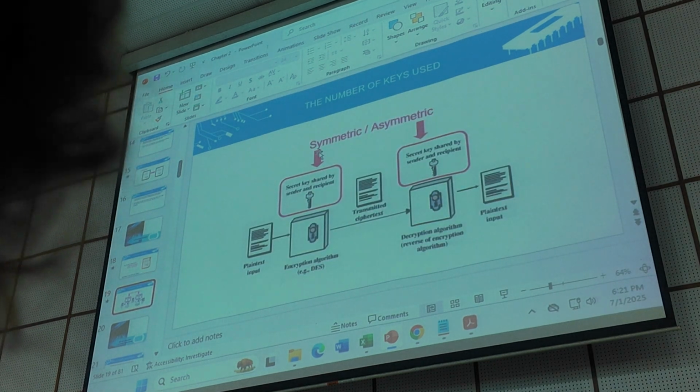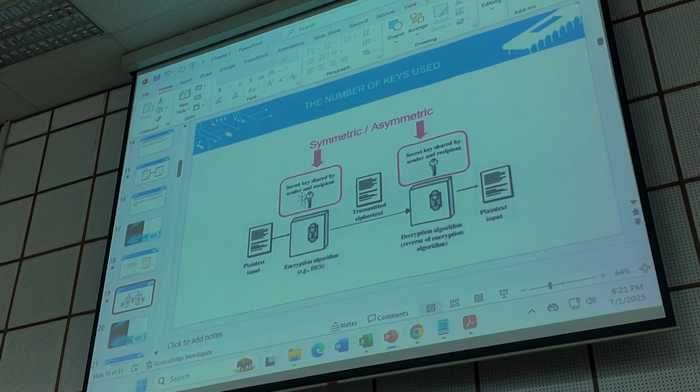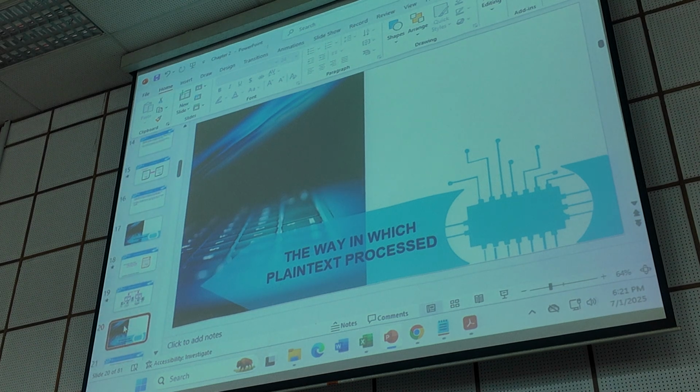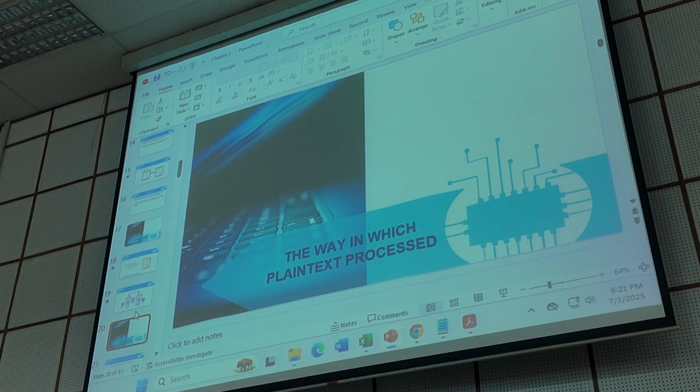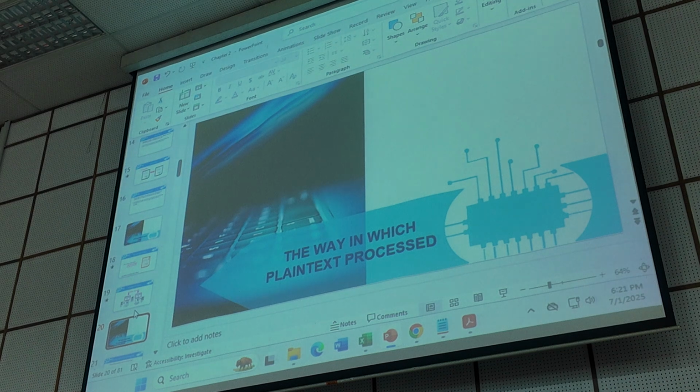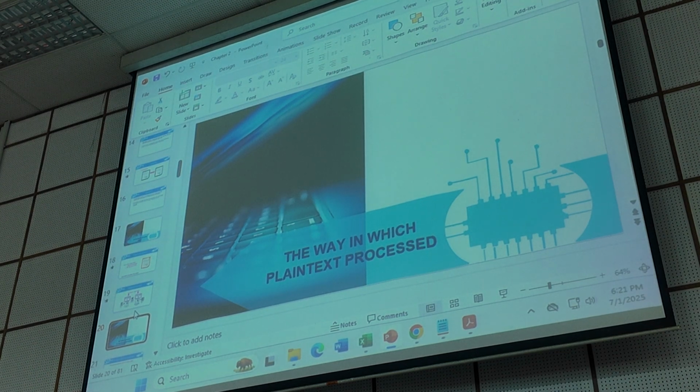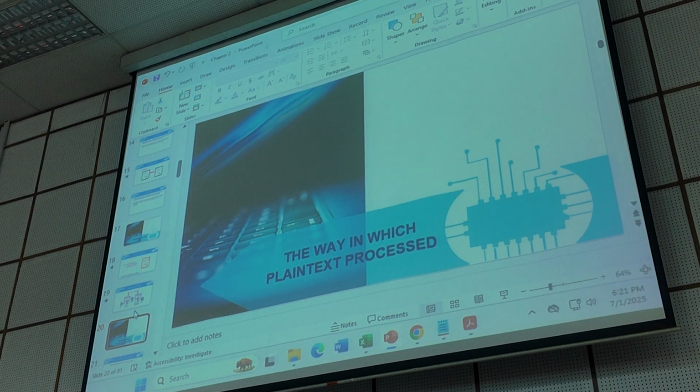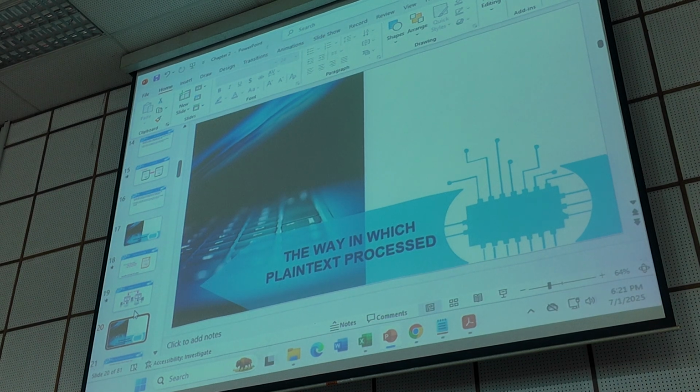So from here you can see symmetric means that the key for encryption and decryption is the same key. Asymmetric means that they use different keys. Any question? Second part, symmetric and asymmetric: one key and two keys. First part, convert plain text to ciphertext. There are two techniques, substitution and transposition. Second, symmetric and asymmetric. Symmetric, one key. Asymmetric, two keys.